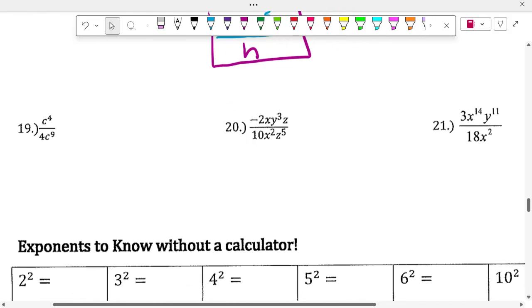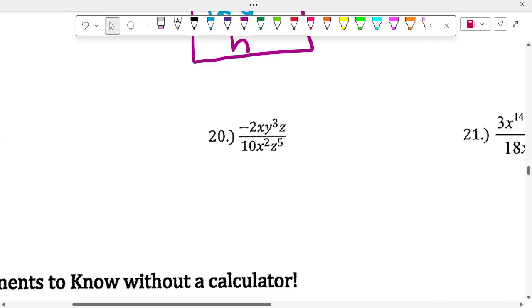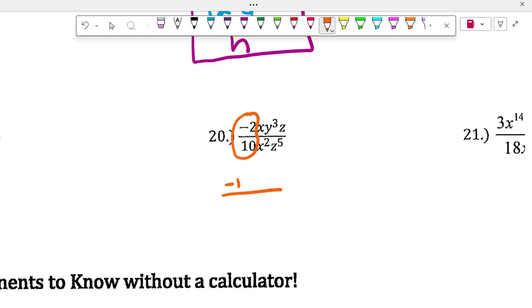Last one, 20. First off, these coefficients, what do I need to do with them? Simplify them. So it's a fraction. Negative 2 over 10 is a fraction. We can simplify it down to what? Negative 1 over 5.